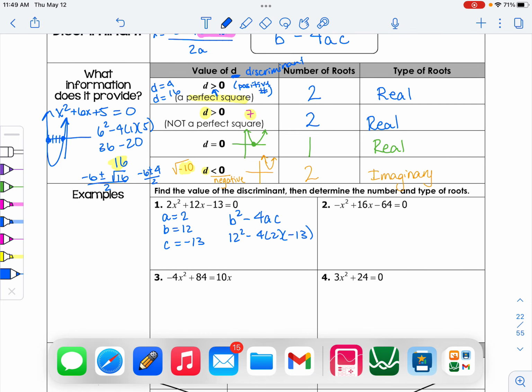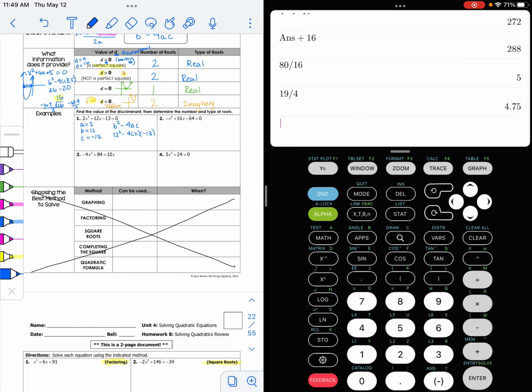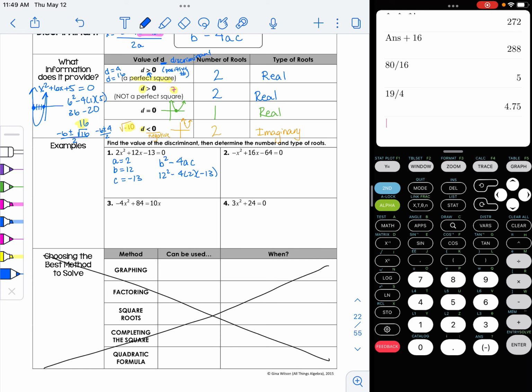And if I open my calculator just to make sure that we're all on the same page, I have 12 squared. Notice I put it in parentheses, whether it's positive or negative, minus 4 times 2 times -13. Use those parentheses, guys. This comes out as positive 248. So I see that I have a positive discriminant, which means I'm going to have two real solutions.